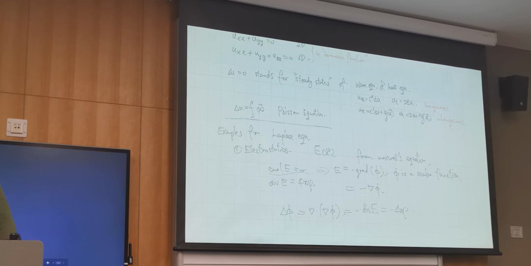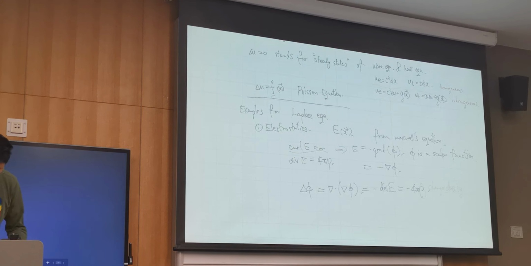Professor, is rho a constant or is it a function? Rho is a constant. Rho is the charge density. Okay, so this is the first example.